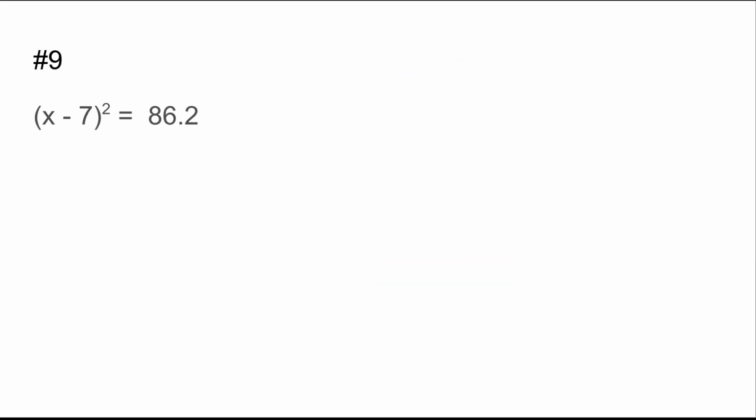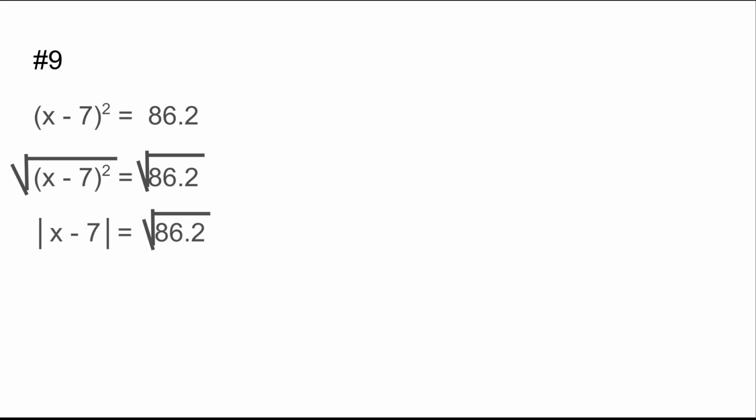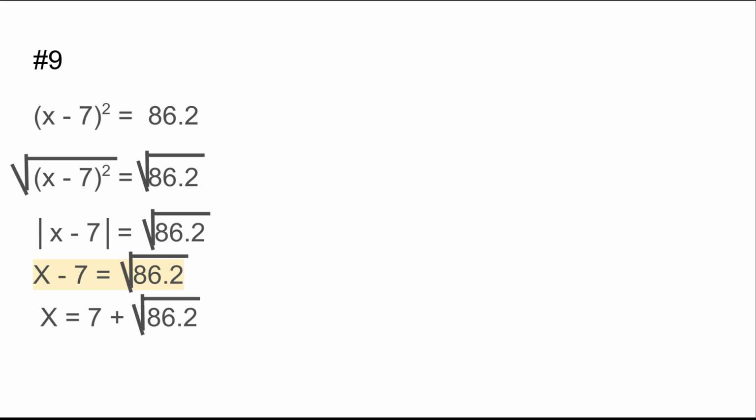Number 9. Same thing, and you can tell that 86.2 will not be a perfect square, so we are going to keep it under the radical exactly the same way as we have been the last two times. We're going to rewrite this: x − 7 equals the square root of 86.2. We're going to rewrite this again, and we'll write it equals the positive and the negative of the square root of 86.2. We add 7. In your calculator, you will type 7 plus square root 86.2. Enter. Round your answer to 16.28.